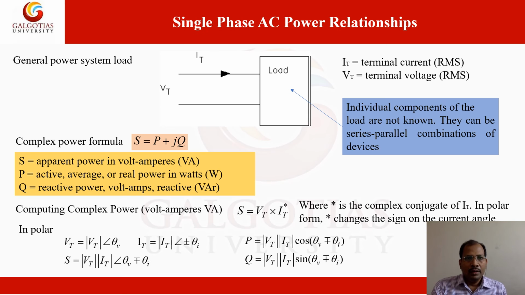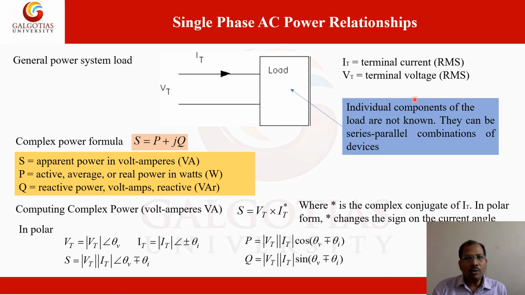In this lecture, we are going to discuss single phase AC power relationships. Here we consider a load. This load can be resistive, inductive, capacitive, or a combination of resistive, inductive and capacitive. I have taken the current IT and the terminal voltage VT. For IT and VT we are considering the RMS voltage and current.